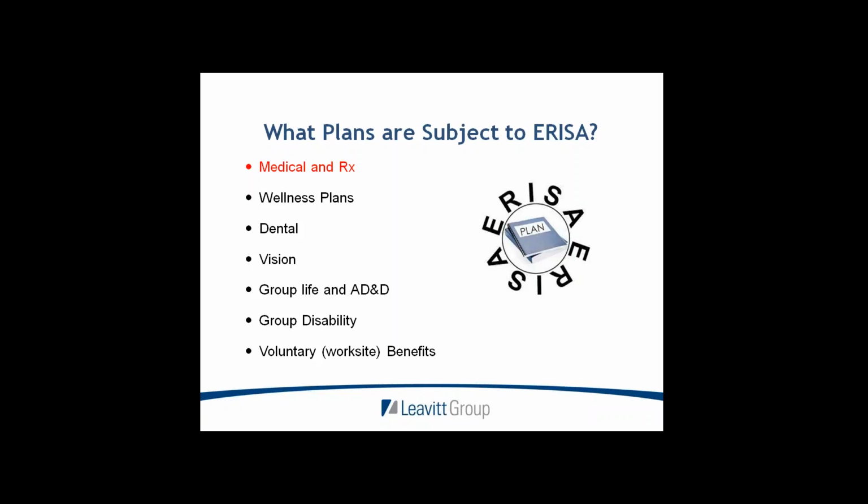So, what plans are subject to ERISA? Well, for one thing, it's group health plans and group health and welfare plans and retirement plans. But again, I'm just focusing on the health and welfare plans in this presentation. So that would include things like your medical and prescription drug plan, wellness plans, dental and vision plans, group life and AD&D, group disability, and voluntary benefits or worksite benefits are often subject to ERISA. There is an exception under ERISA if they meet certain requirements, which I'm not going to go through here, but when you're audited, if there's a DOL audit, they will be looking at plans that are subject to ERISA.